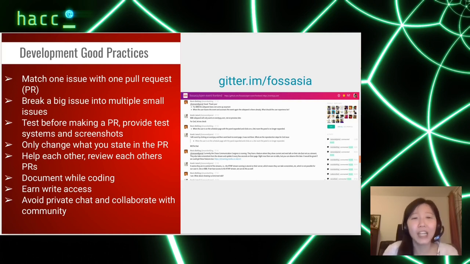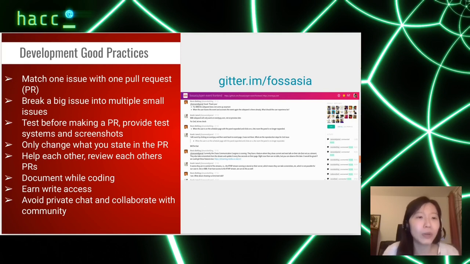Only change what you state on the PR. You set the PR on one thing, but actually there are a lot of different code changes in one PR, which is not welcome or encouraged. Help each other review each other's pull requests. This is a peer review practice that we always encourage.